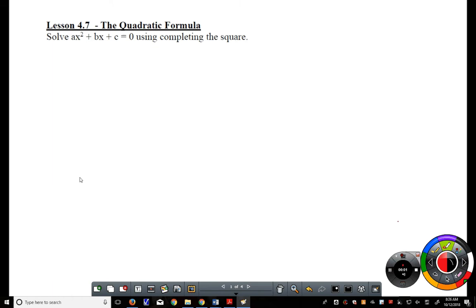We're going to basically review the process of completing the square with this monster right here. If you look at this equation, it has no numbers in it. However, we can still solve for x. It won't be equal to a value, but it will be equal to an expression with a's, b's, and c's in it, because that's what we have.